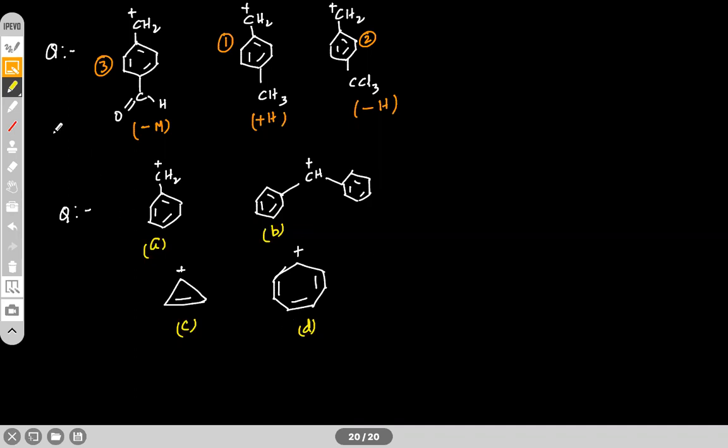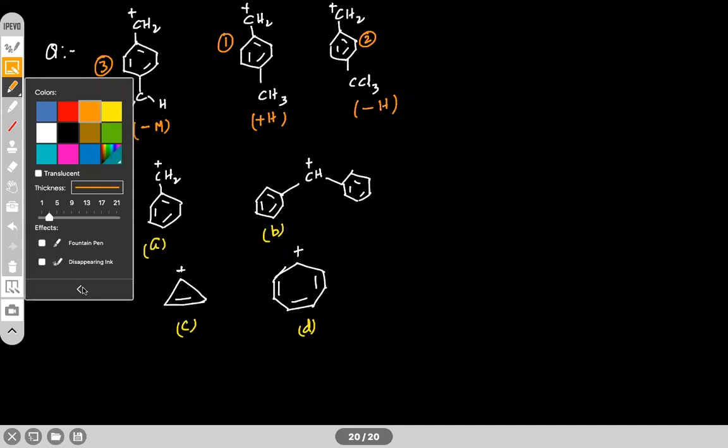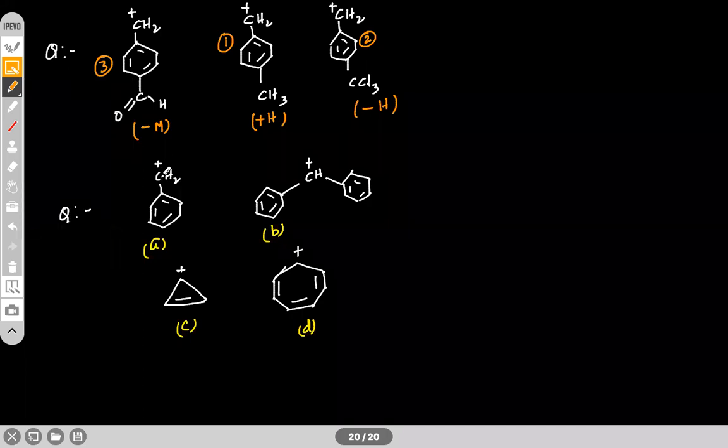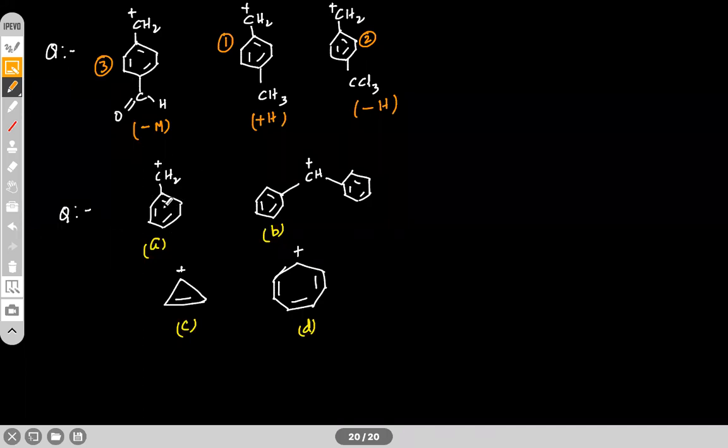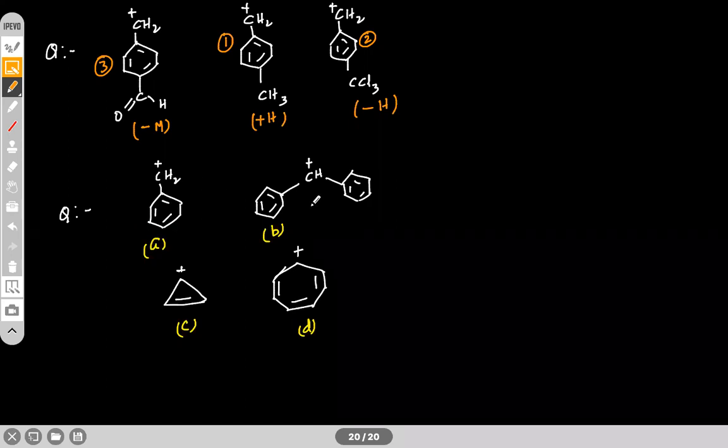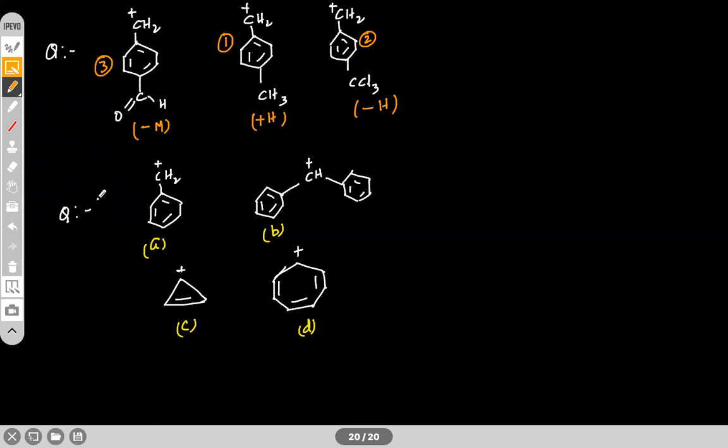Okay. Now you see this. In the first one, this carbocation is resonance stabilized with this. Here also we have resonance, but here we have it with 2 rings, and here we have only 1 ring, right? So we can say in this compound we have more resonating structures than this one.